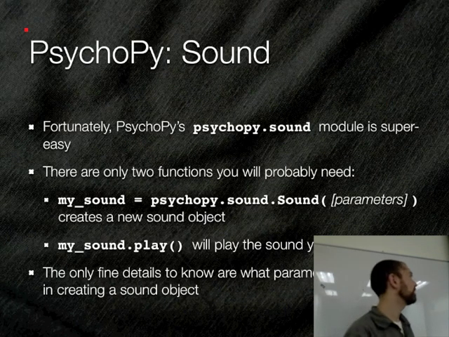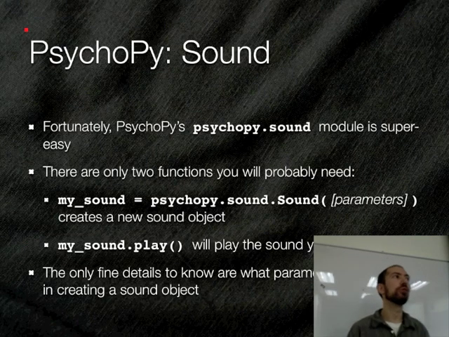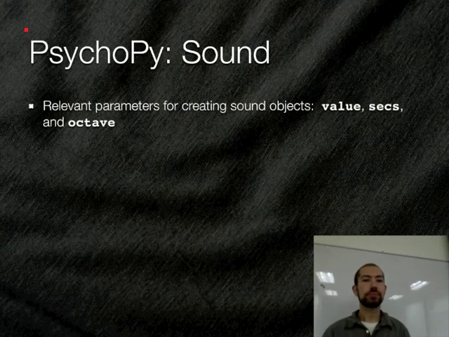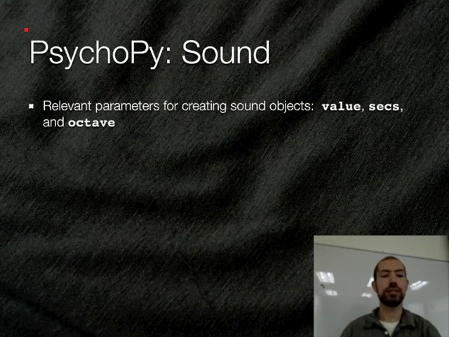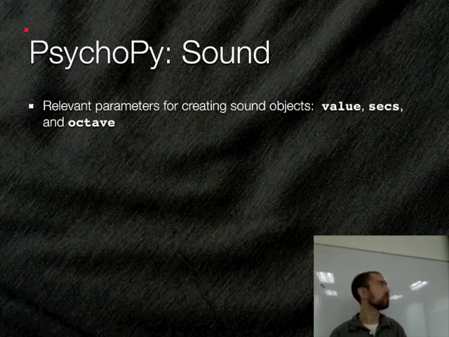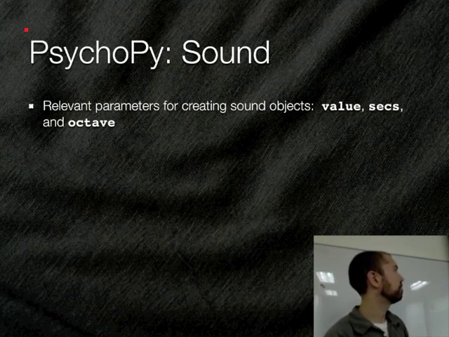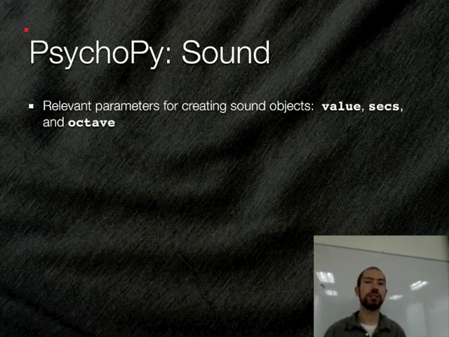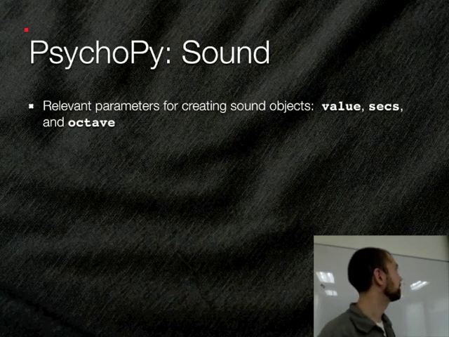So the only fine details to worry about are what parameters you can use to create a sound object. If you look at this function specification, there are a bunch of parameters you could pass into the sound function to create a new sound object, but the only ones we really care about are the ones called value, sex, and octave. And you only actually care about more than one of these in a couple of cases.